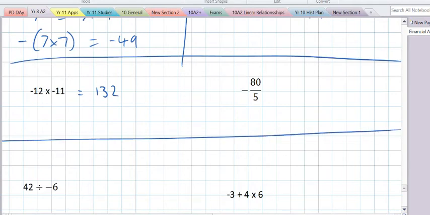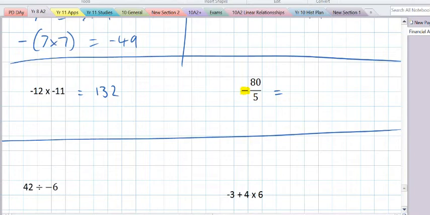Alright. What about when there's a minus out the front? So when it's minus 80 on 5, is your answer going to be positive or negative? Negative. Good one. Negative, because there's two negatives. No, there isn't. There's only one negative. That's the only negative.